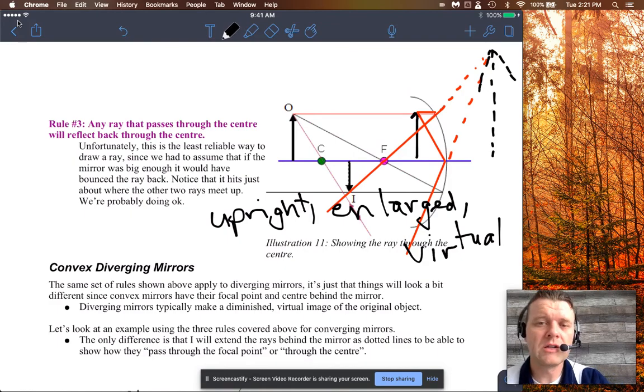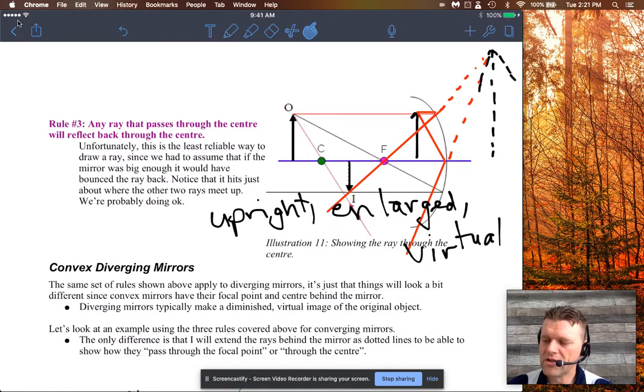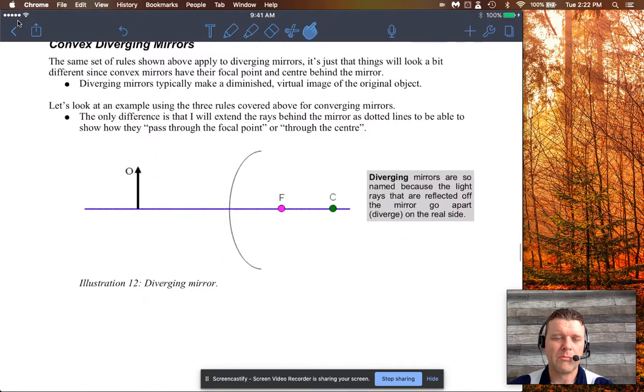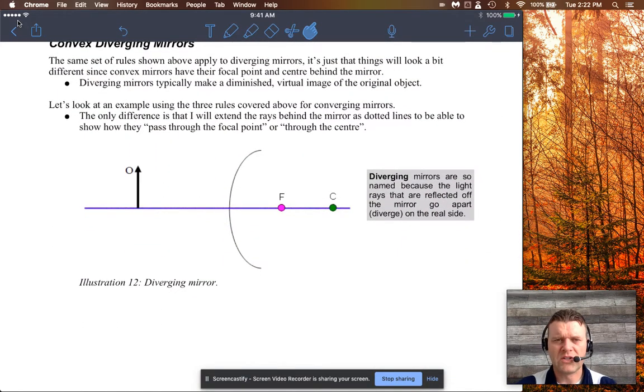Okay, now we do need to mention the diverging mirror. This is the easier one. The diverging mirror is like the bulging mirrors. You see them on buses, for example, or in convenience stores. If you walk in and there's a big mirror up in the corner, you look at that mirror and you can see the whole store.